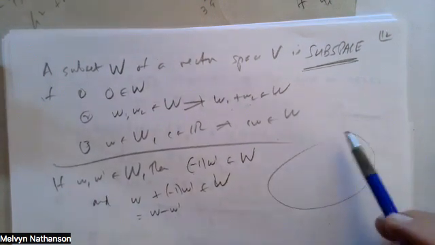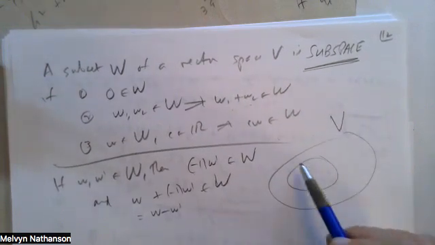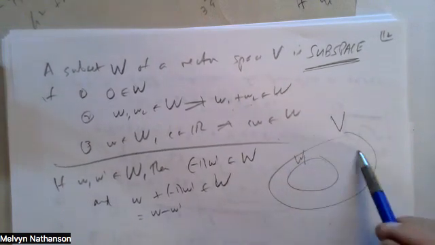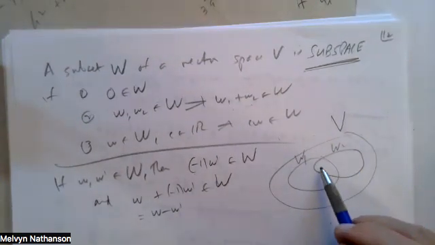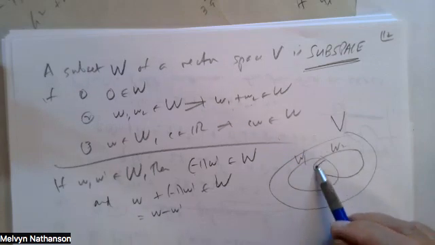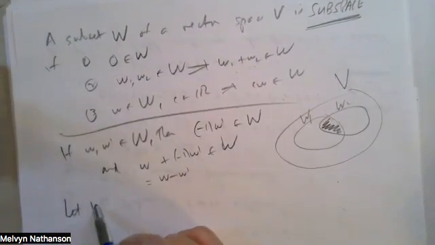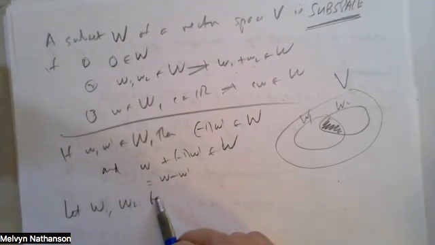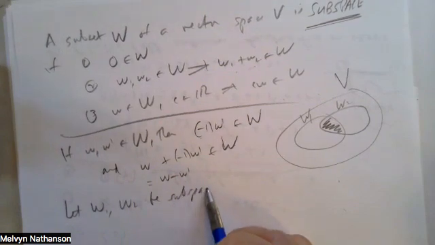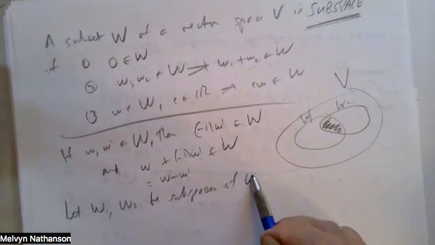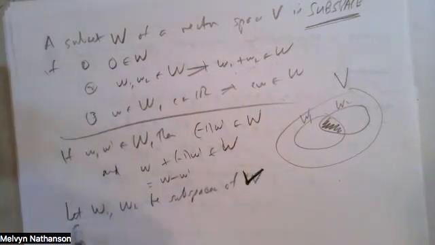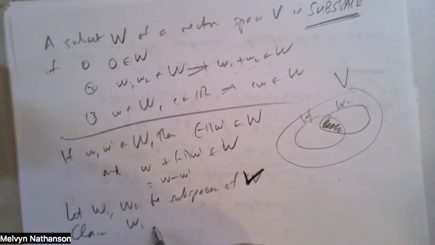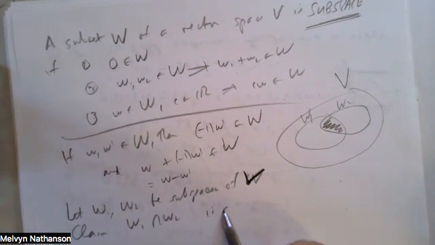So here we have a vector space V. Here we have a subspace W1. Here we have another subspace W2. And 0 is in both of these. And this is what's called the intersection. So let W1, W2 be subspaces of a vector space V. I claim that the intersection is also a subspace.